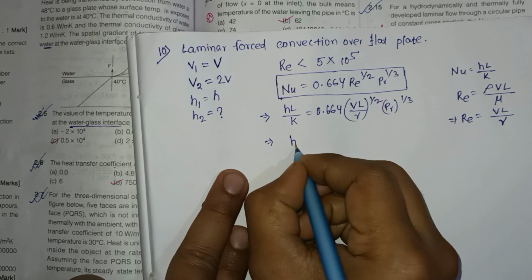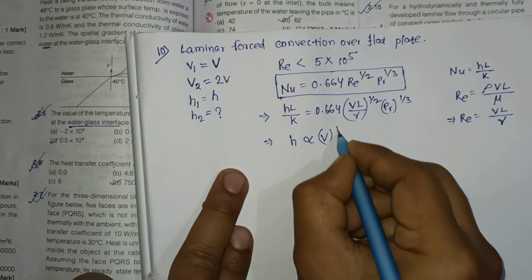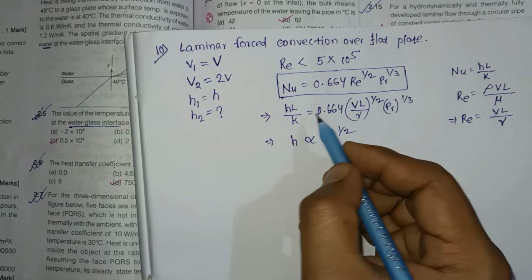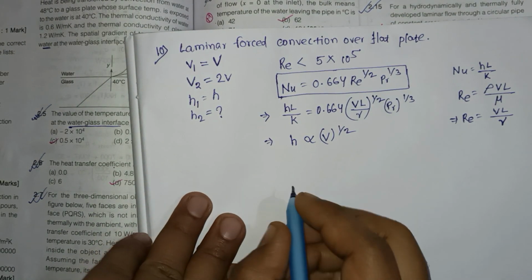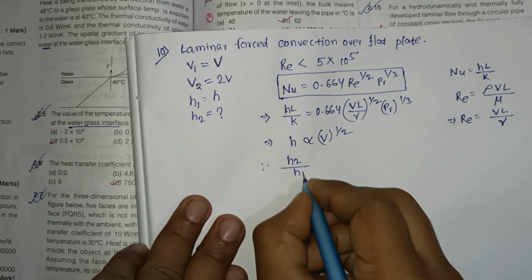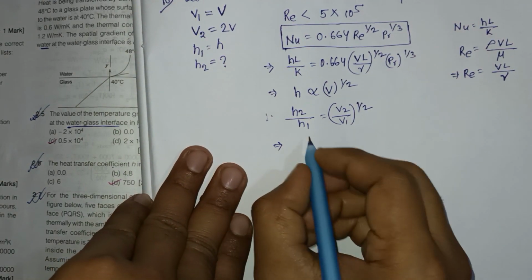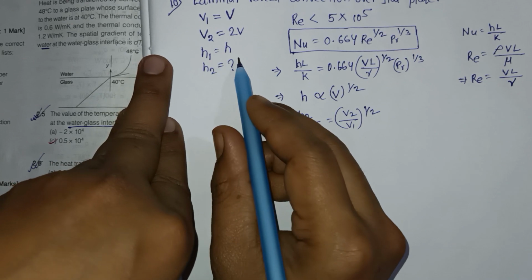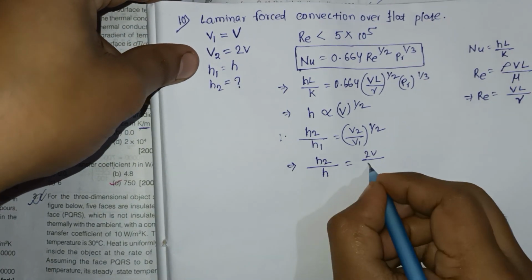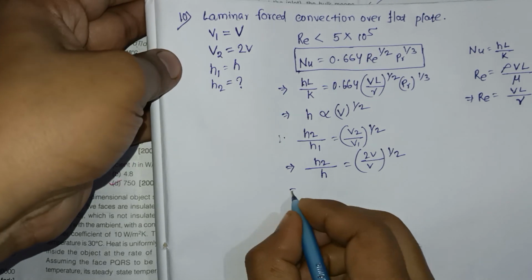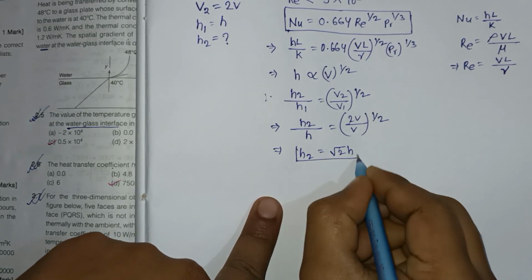From here, H is proportional to v to the power 1 by 2. You have to find out the relation: H proportional to v to the power 1 by 2. So from here you can write H2 by H1 is equal to (V2 by V1) to the power 1 by 2, that is equal to (2V by V) to the power 1 by 2. From here H2 is equal to root 2 into H. So this is the relation.